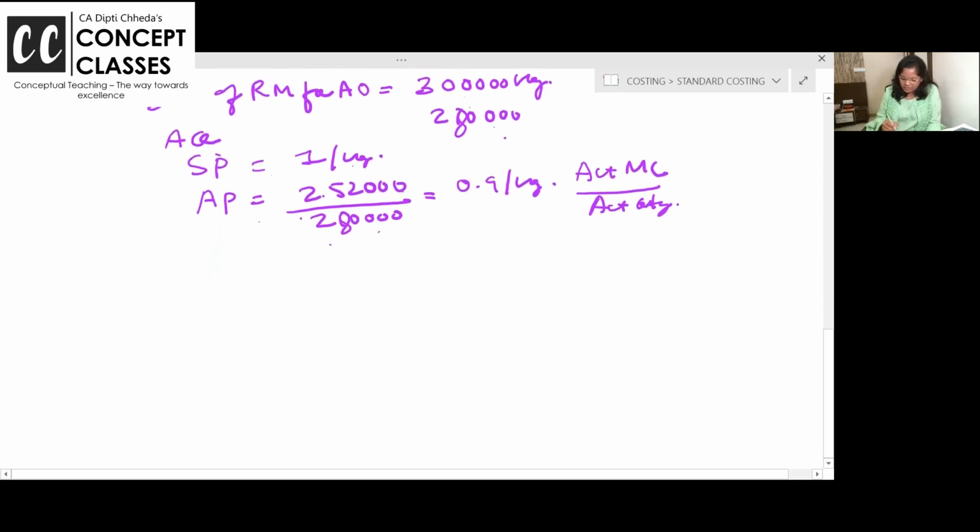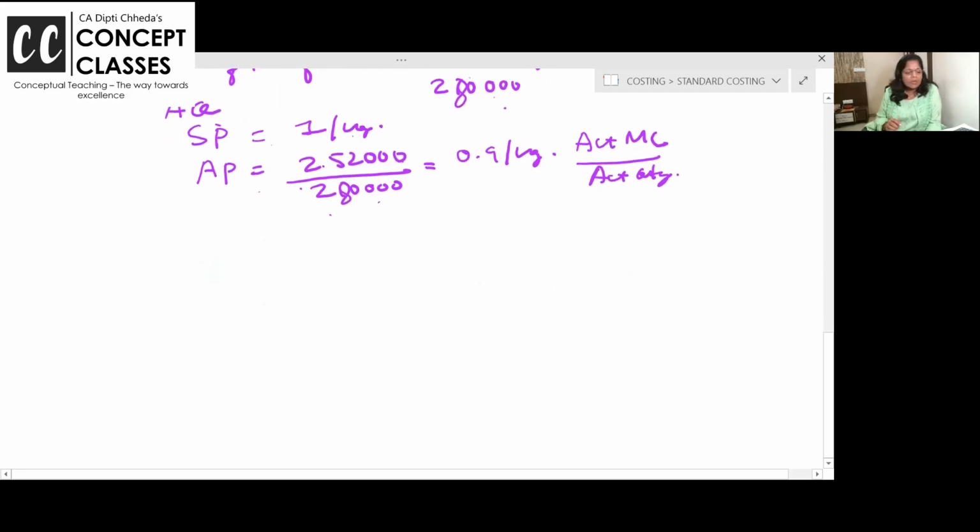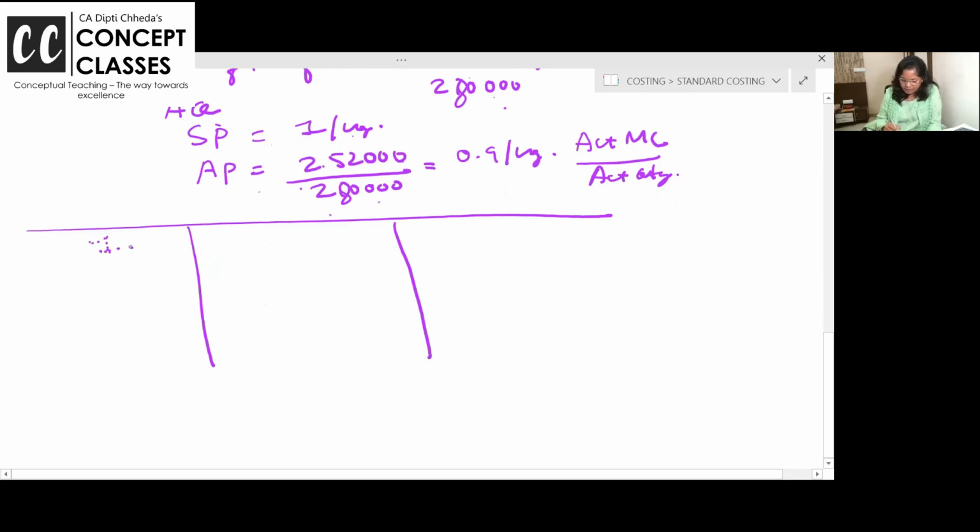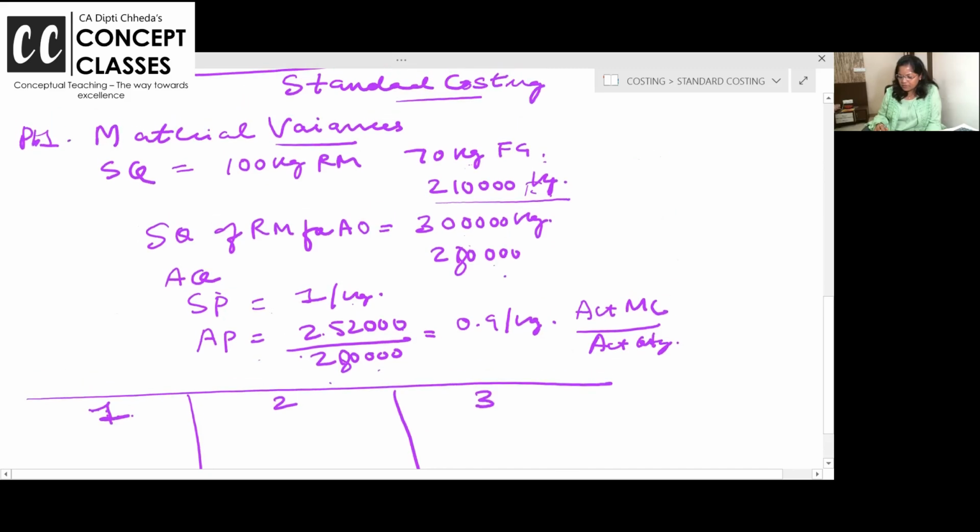Now for calculation of the variance, I am making a table. Without the table also you can get the answer if it is this simple. Make 3 columns like this. Make 3 columns, all of you. Any doubt?